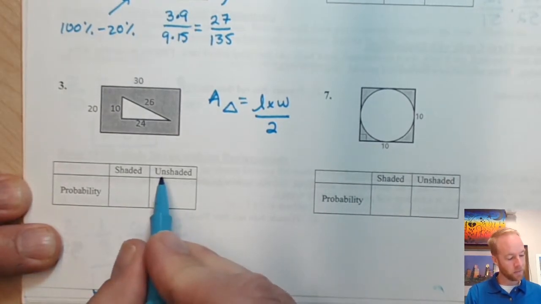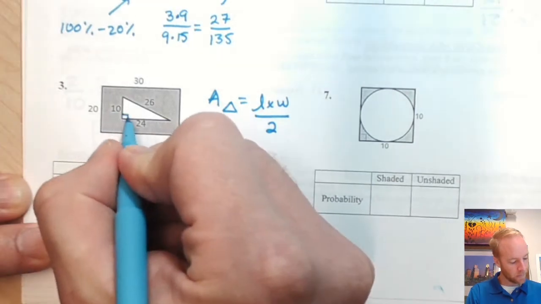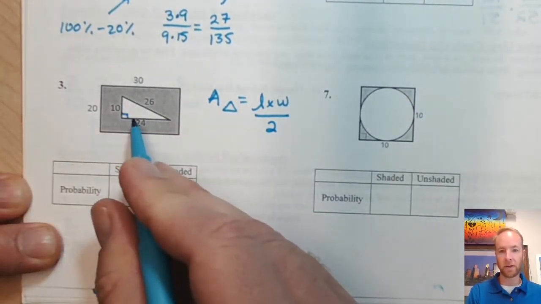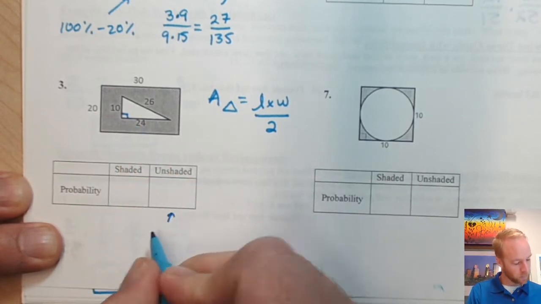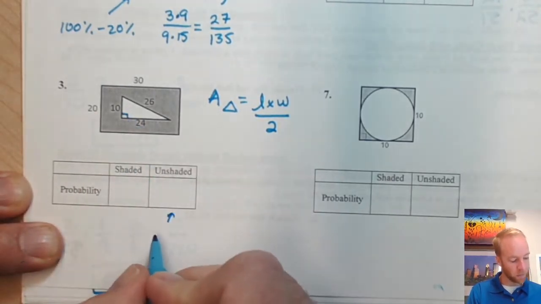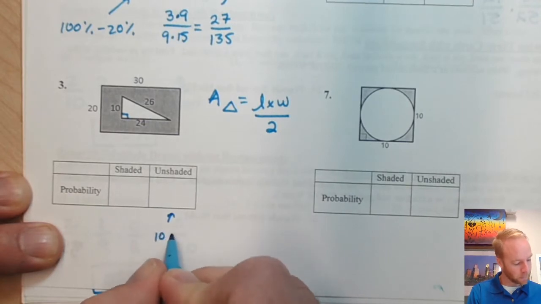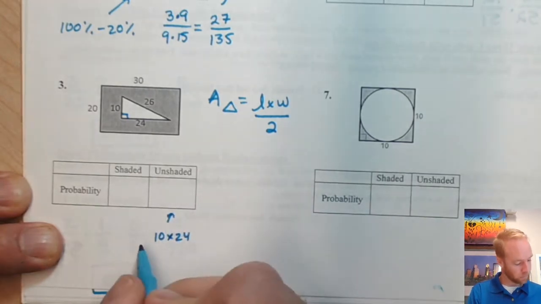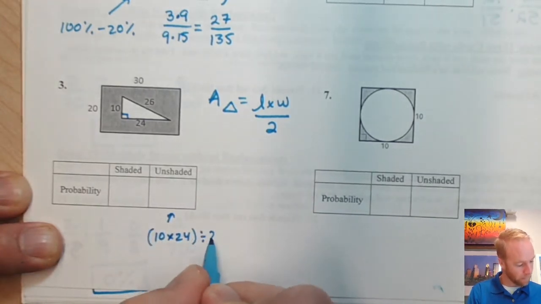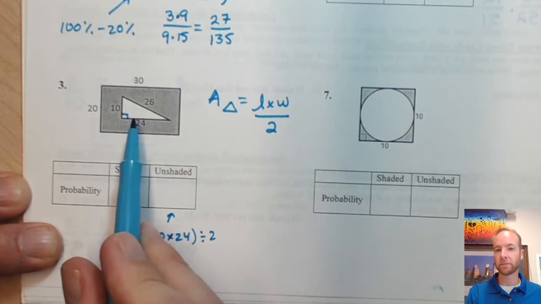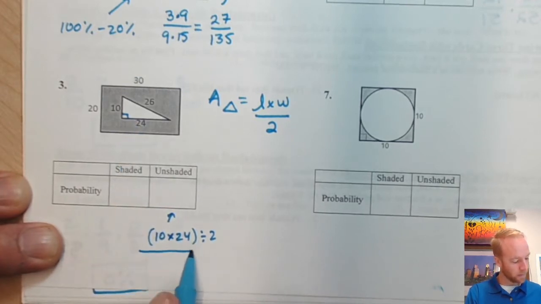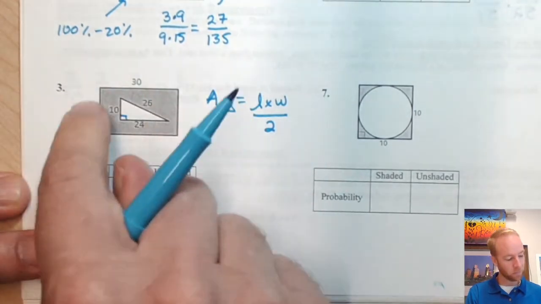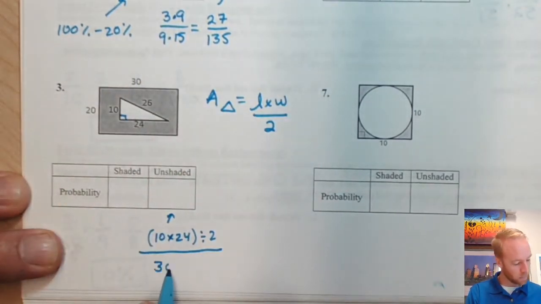So for the unshaded, these meet at a right angle. So for that triangle area, we're going to do unshaded first. So first the triangle, which is the numerator. I'm going to do 10 times 24, but then I have to divide by 2. So that's the unshaded area, and that's the triangle. Then I have to divide by the entire rectangle's area, which would be 30 times 20.